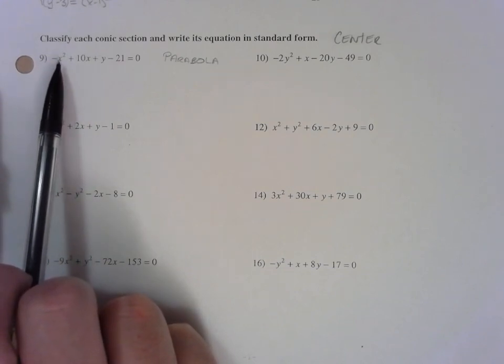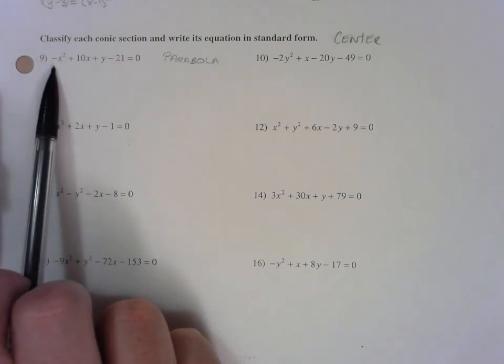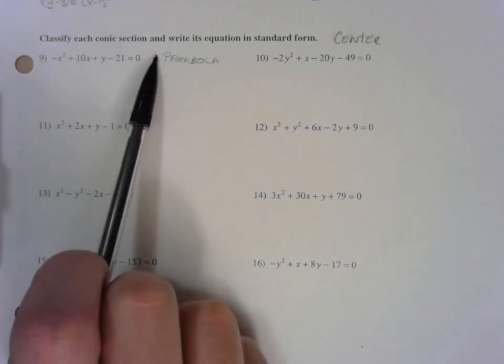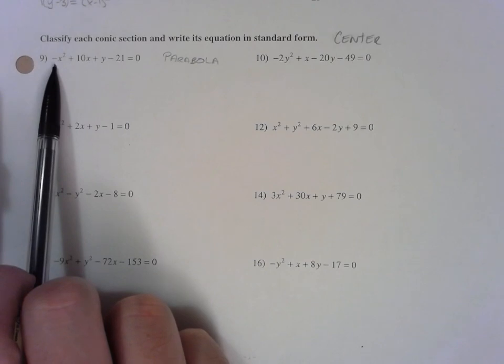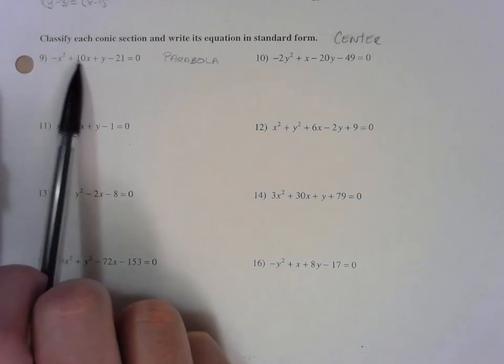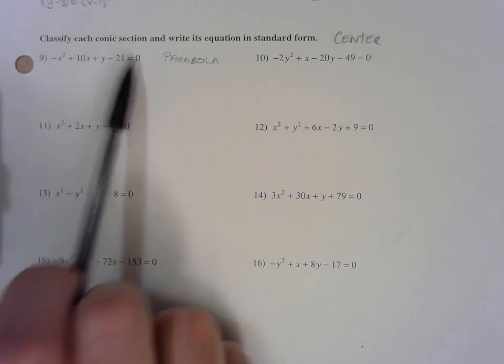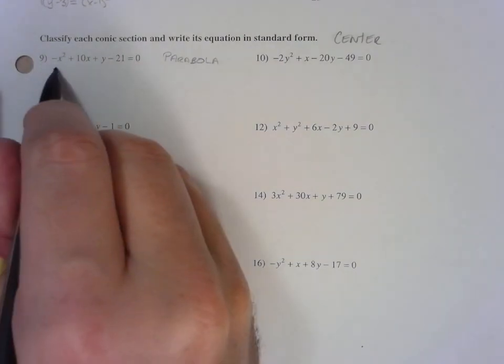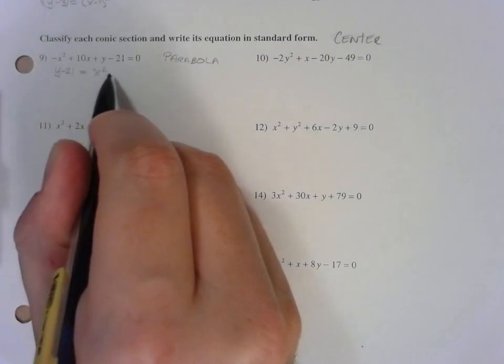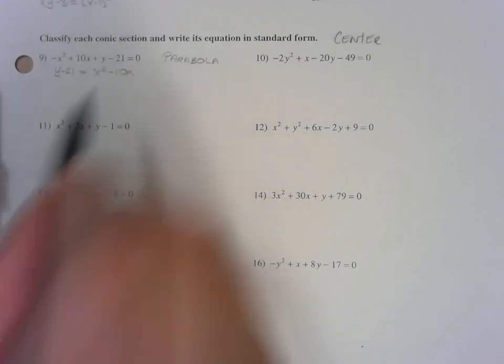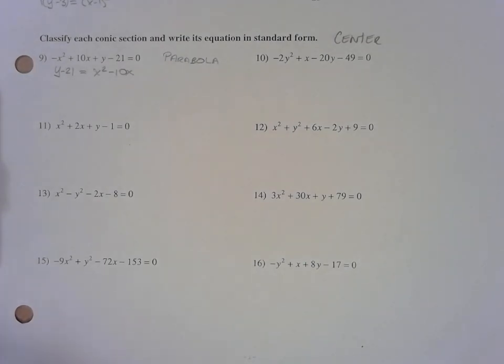Now, we can either rewrite this and move these to the other side, or we can move those to the other side. I would rather always have a squared term be positive. So what I'm going to do is take the first 2 terms from the left side to the right side and rewrite this. Positive x squared minus 10x. Now, this isn't standard form yet.